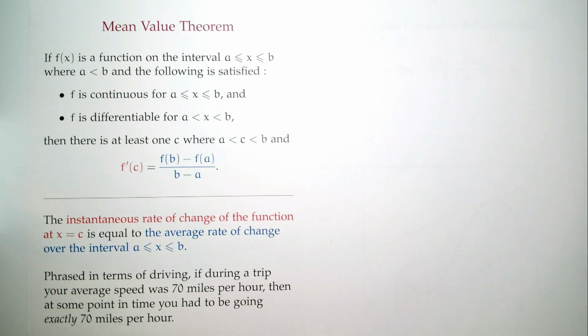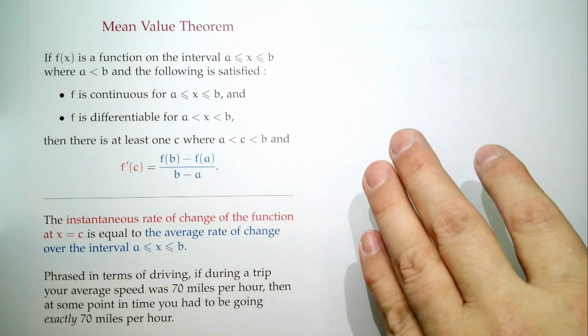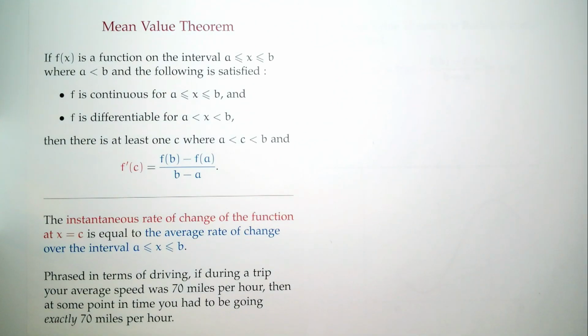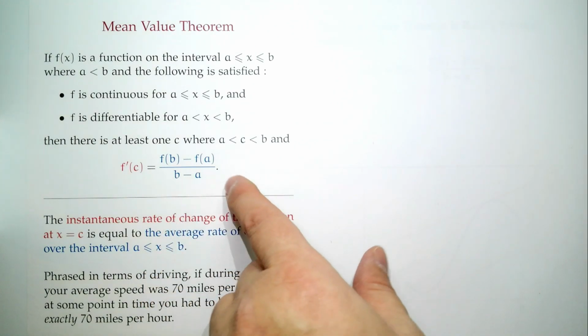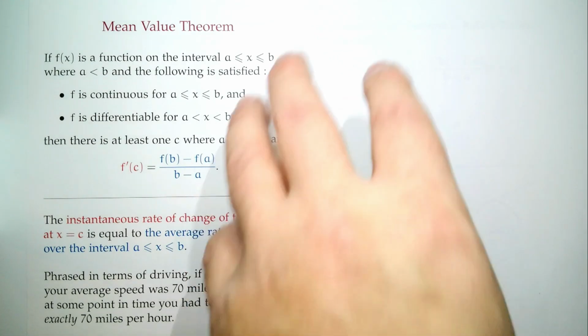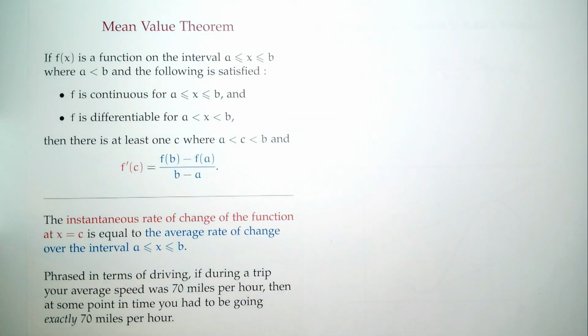If you think about Rolle's theorem for a minute, remember what was one of our assumptions with Rolle's theorem that isn't being assumed here? f of b equals f of a. What happens when you plug in f of b equals f of a? You get 0. So you can think of Rolle's theorem as being a special case of when f of b equals f of a.